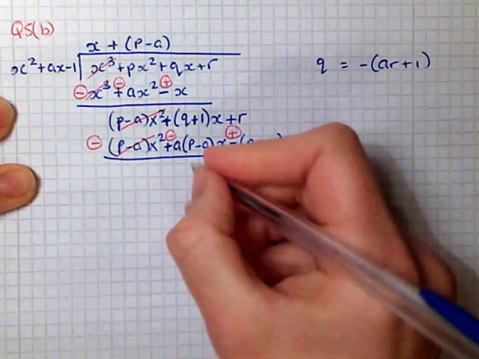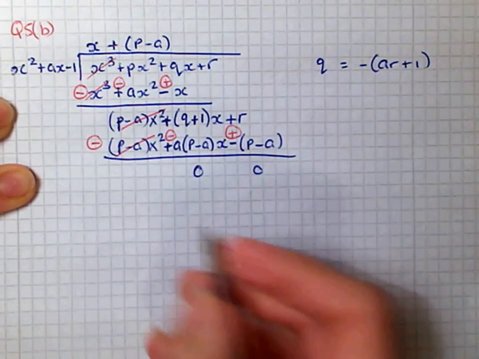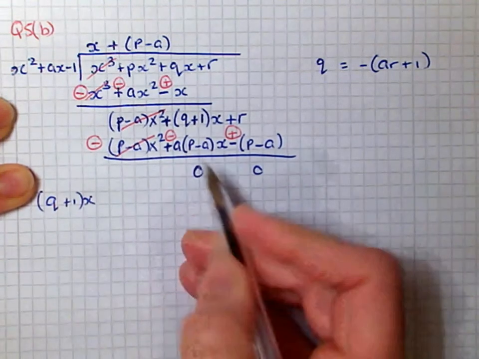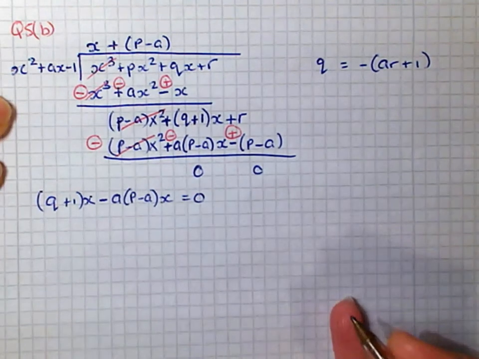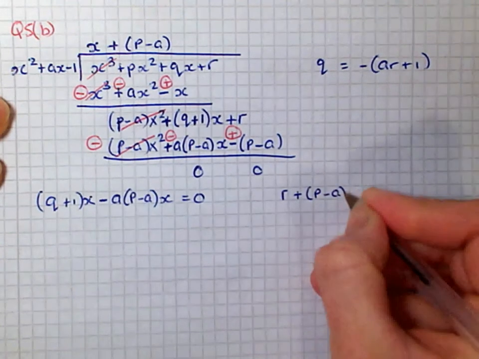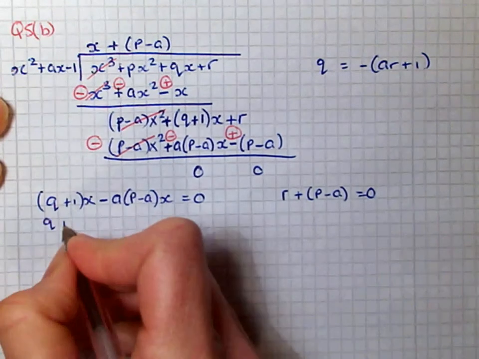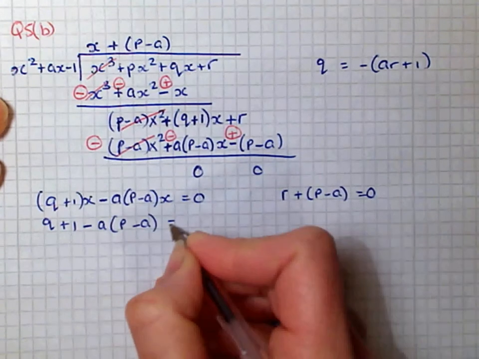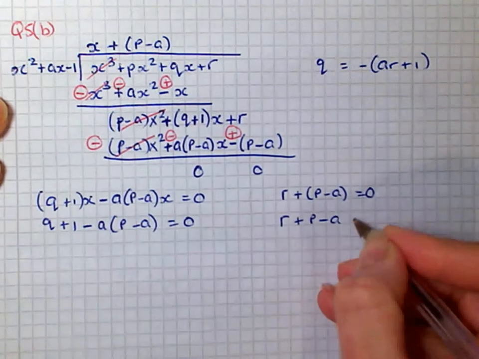Now we know it divides in, leaving no remainder, so all the x terms will go to 0 and all the constants will go to 0. So I'm just going to write them down separately. So (q plus 1) by x minus the other x term, which is minus a by (p minus a) by x, is equal to 0. And I have r plus (p minus a) is equal to 0. So I'm going to get rid of the x's. q plus 1 minus a into (p minus a) is equal to 0. And over here I have r plus p minus a is equal to 0.